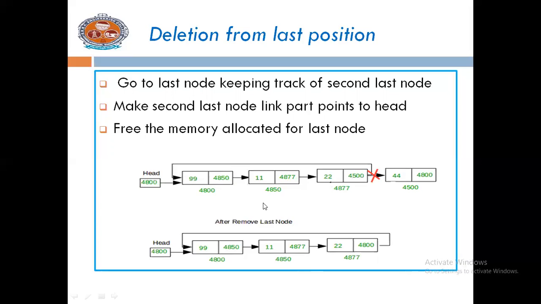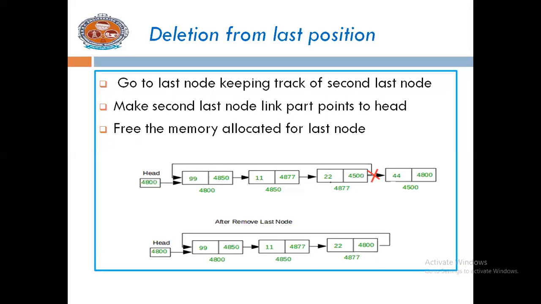So that's why we need to keep track of second last node also while traversing from first to last in the list. So what are the steps here? Go to last node, keeping track of second last node. We need to get the address of second last node because second last node link part must point to head after deleting the last node.